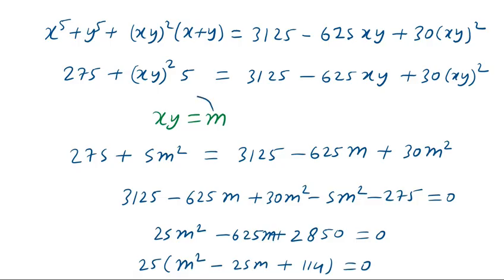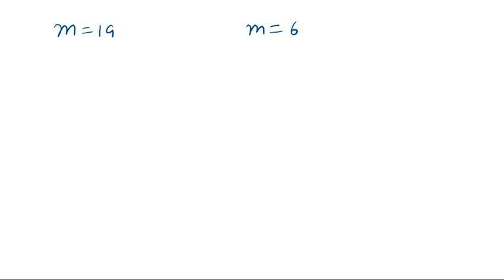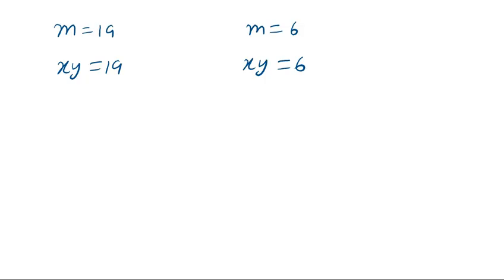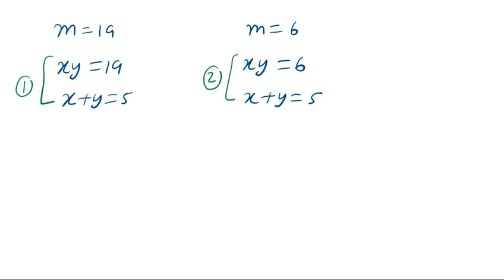And here the value of m is xy. So replace this m: xy is equals to 19 and xy is equals to 6. Now look carefully at equation number first. Equation number first is x plus y is equals to 5. So here x plus y is equals to 5 and here x plus y is equals to 5. We have two cases. This is case first and this is case second. First we will solve case first. Now x plus y is equals to 5 and xy is equals to 19.